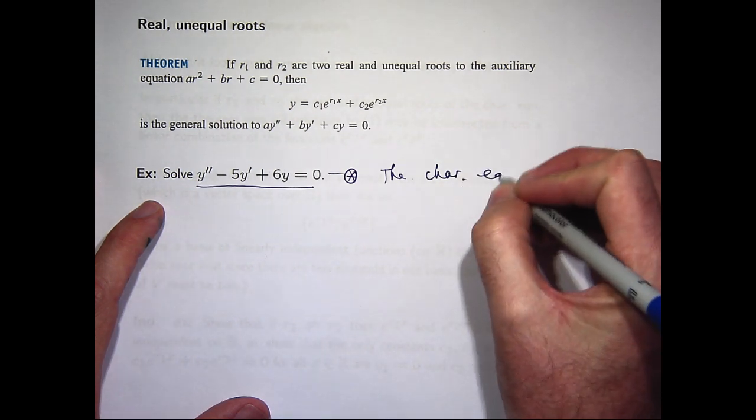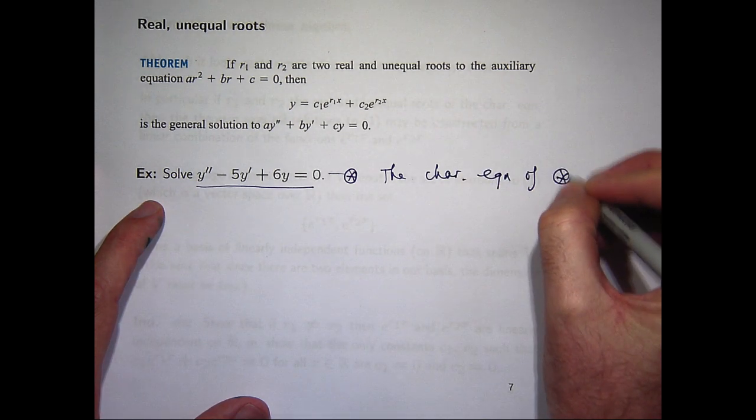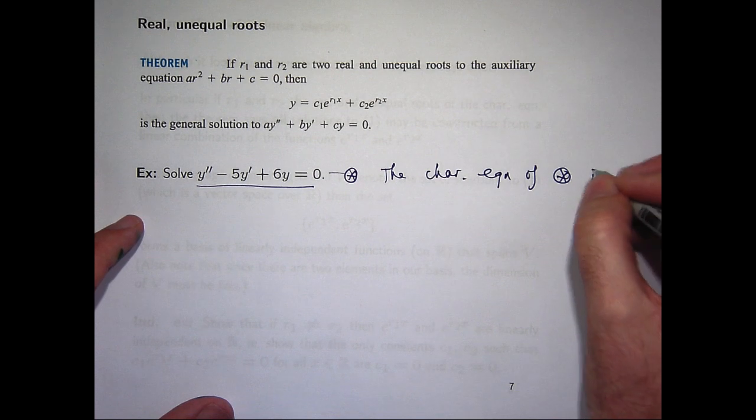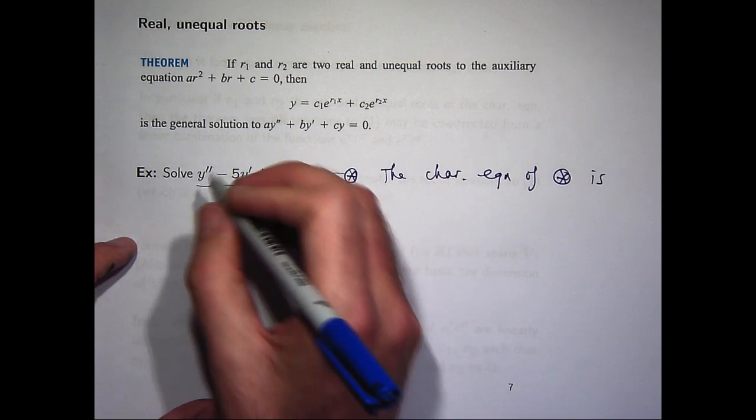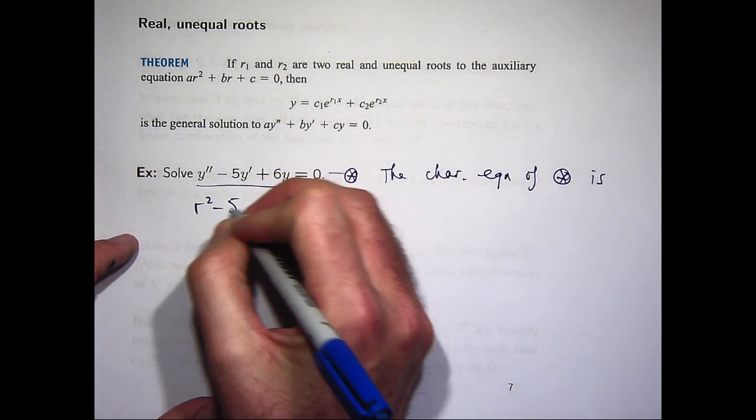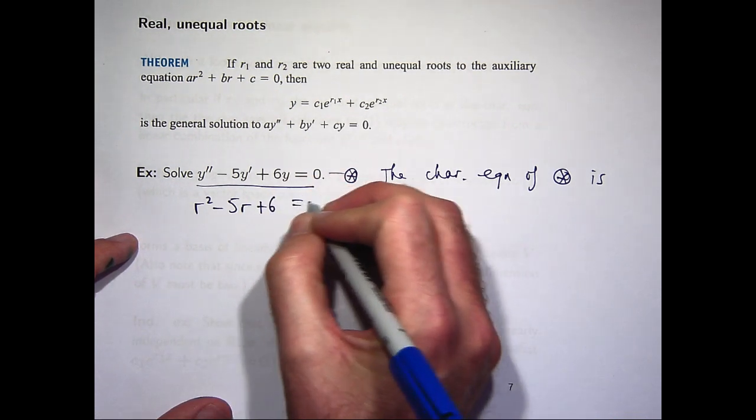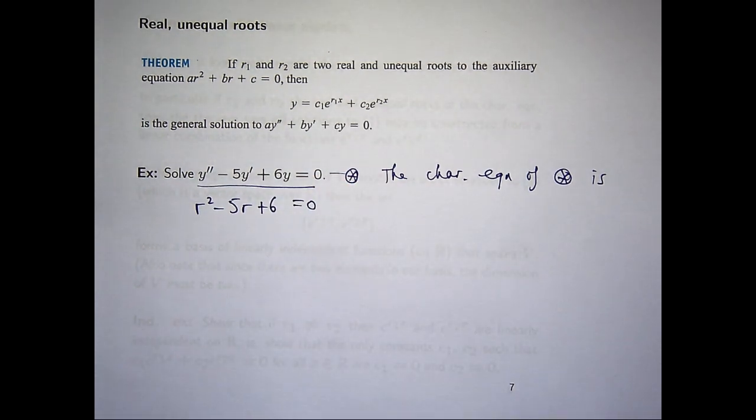The characteristic equation of my ODE is the following. It's going to be r squared minus 5r plus 6 equals 0. So my analysis has now moved from an ODE down to a quadratic equation.